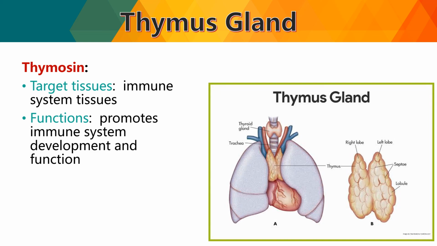Next, you have your thymus gland. It produces your thymosin, which is responsible for the immune system tissues. So it promotes immune system development and function. Okay? So your thymus gland is composed of the right and the left lobes, and it has septae. And so nakikita nyo dito ay it is like in between your right and left lung.